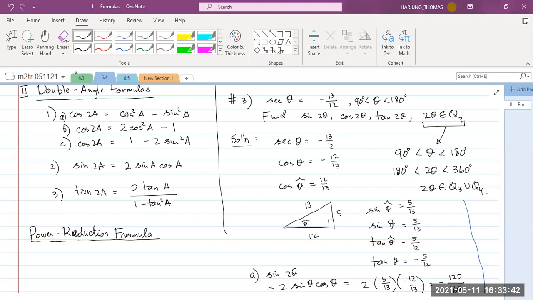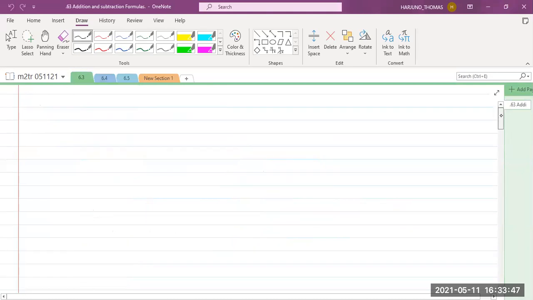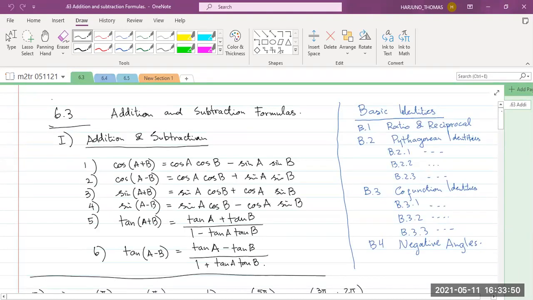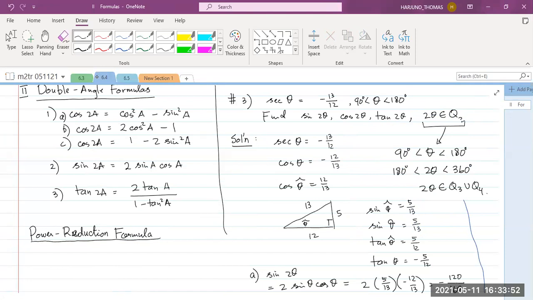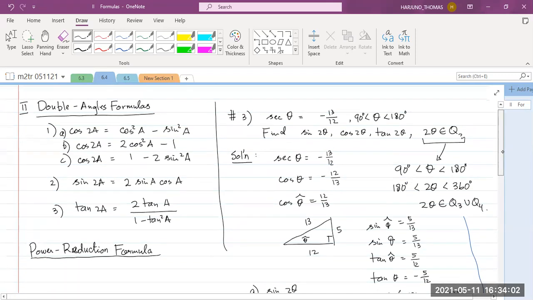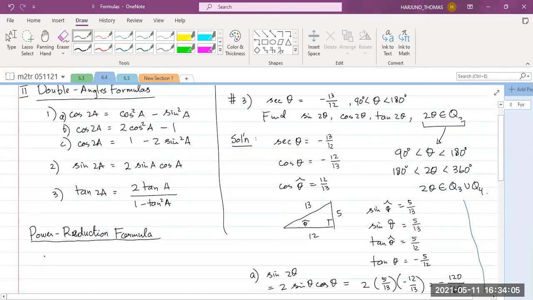Like we have group 1, which, if we look back, is the addition and subtraction formulas, right? Group 2 is double angle. Group 3 later on will be half angle formula. Now between group 2 and group 3, we have power reduction formula. The first one is cosine squared A equals 1 plus cosine 2A over 2.